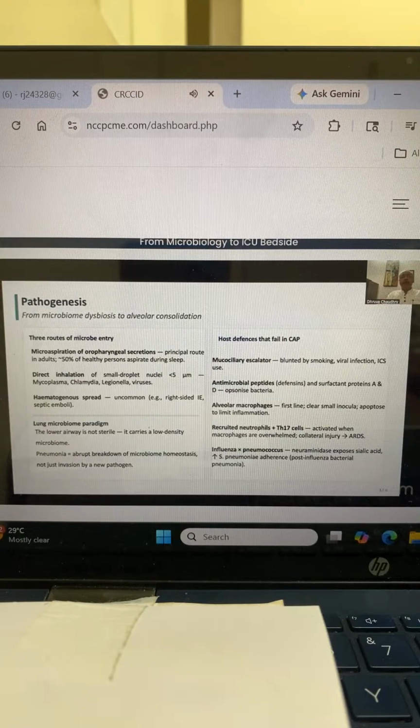Now, what are the host defenses which we see? Most important is the mucociliary escalator, which is impaired in people who smoke or who have a viral infection. Another factor: in the number of studies of corticoids in asthma, and now also in COPD, there was a higher incidence of pneumonia or bacterial infection precisely for this reason. Similarly, patients who have deficiencies of surfactant proteins A and D can have an increased incidence of pneumonia. Alveolar macrophages are very important because they are the sponges that clear, and once they clear it up, they undergo apoptosis.